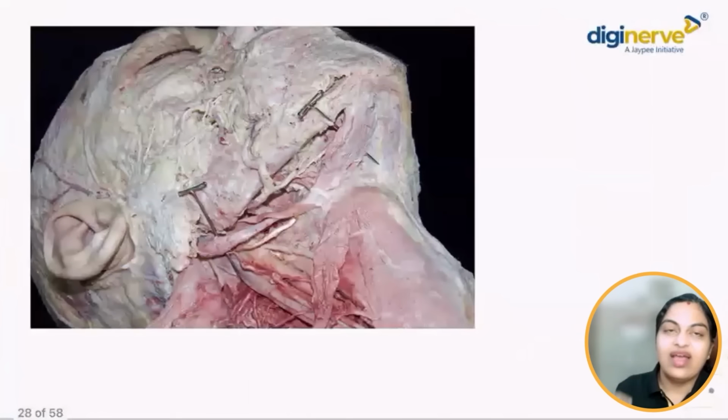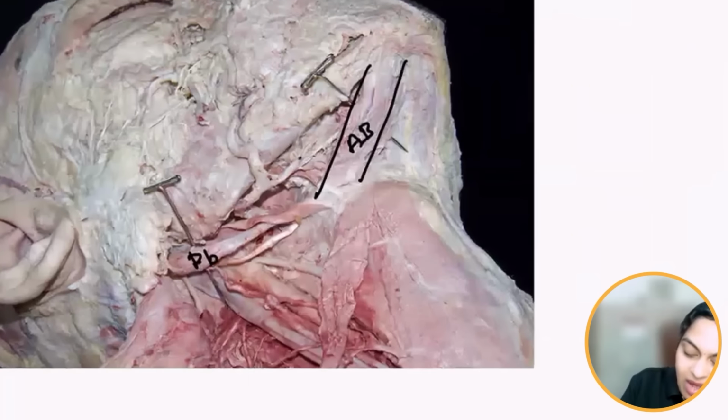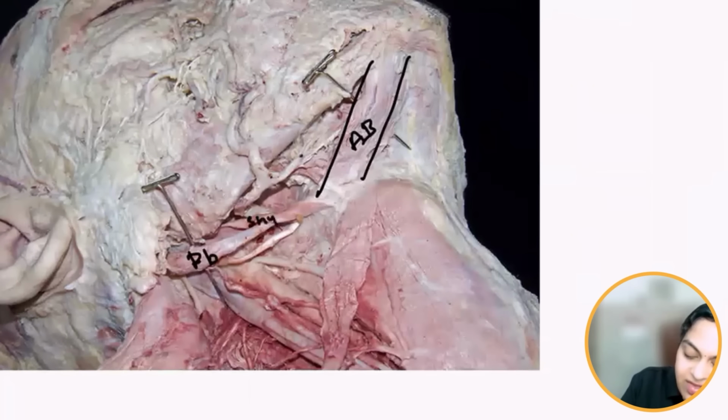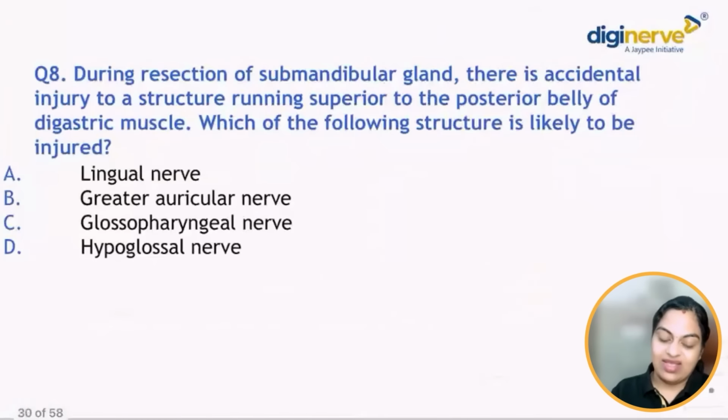So in a cadaveric image also you should be able to identify the same. Can you make out the anterior belly here? This again is the posterior belly, and above that, this is the stylohyoid. Okay, so that's the answer. Moving on to the next question.